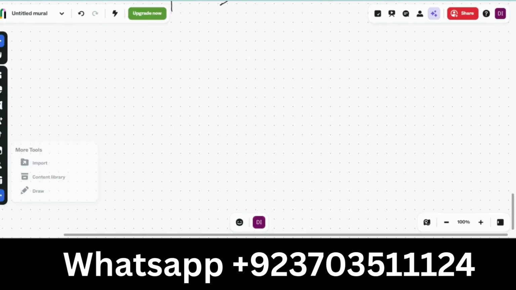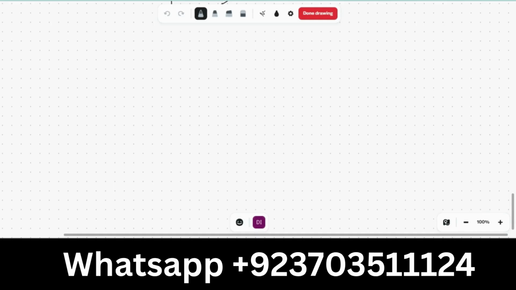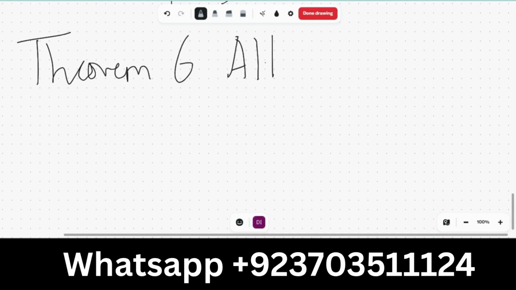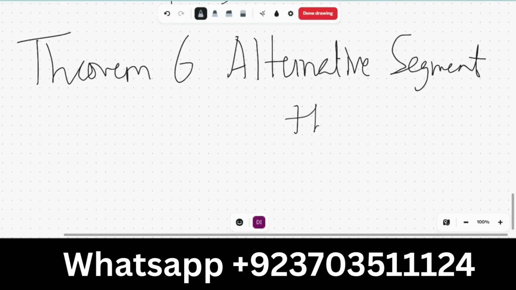And the last theorem is theorem 6, that is the alternate segment theorem.